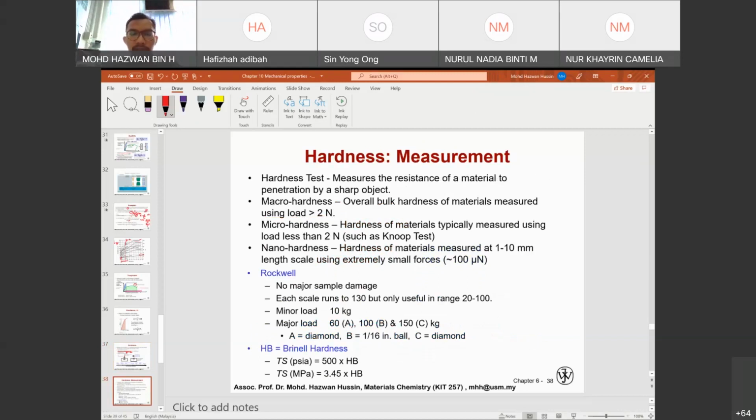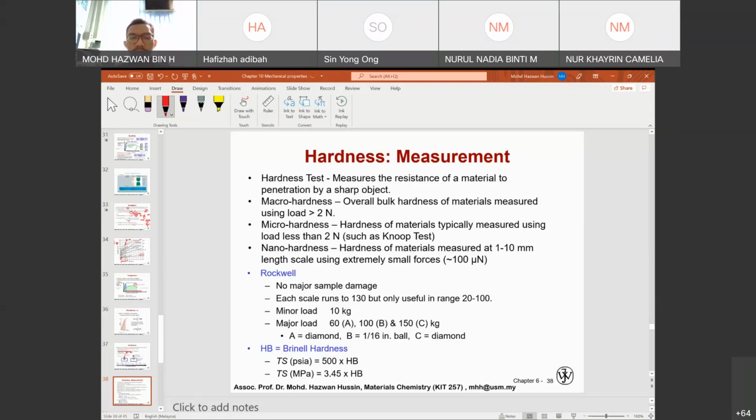Okay. So the hardness test is to measure the resistance of a material to penetration by a sharp object. Macro hardness normally uses a load of more than 2 Newton. Micro hardness will use, I think, a load of less than 2 Newton. And nano hardness uses less than, I think, 1 Newton, normally around 100 micronewton, very small.